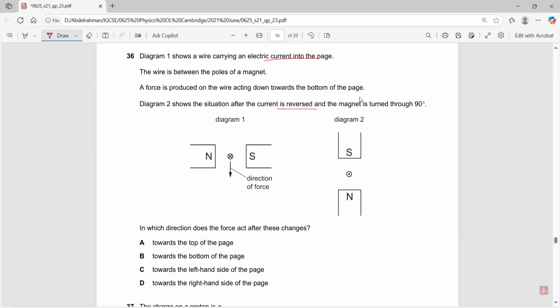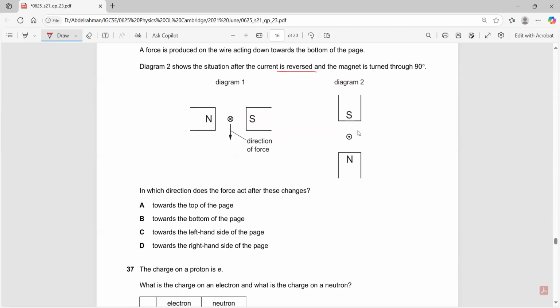And the magnets have moved. Can I use Fleming's left-hand rule to find the direction of the force? Yes, I can. So first of all, you have the magnetic field from north to south pointing upwards, right? And now, instead of the current being into the page, it's out of the page. Therefore, the force, the thumb, will be pointing to the left. So the force on it will be towards the left-hand side of the page. It wants to move to the left, right? Fleming's left-hand rule.